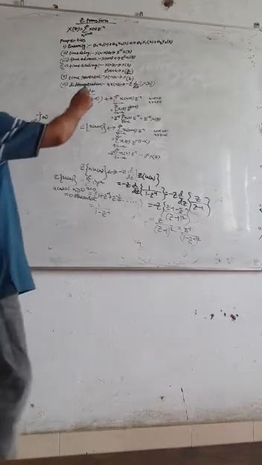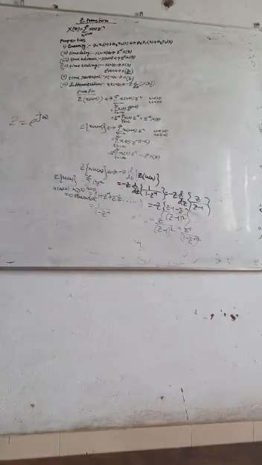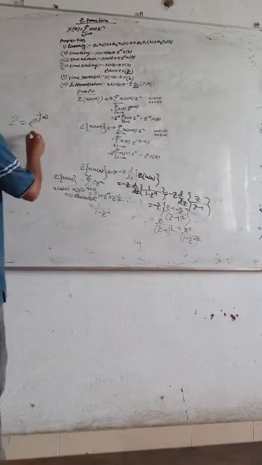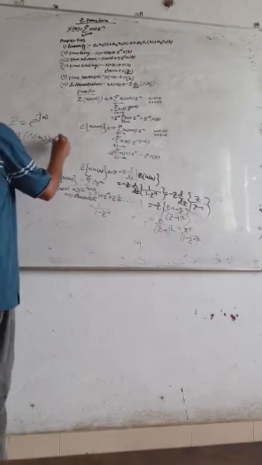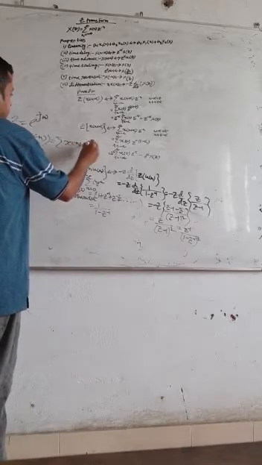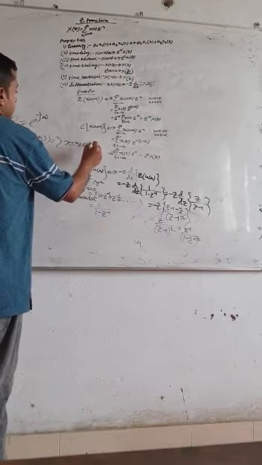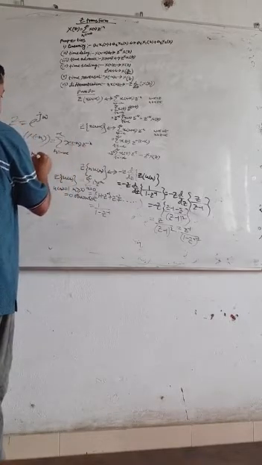Now let's move to the time reversal property. X of minus n equals X of 1 by z. You can prove it also. Z transform of x of minus n is the sum from n equals minus infinity to plus infinity of x of minus n into z to the power minus n. Let minus n equal t.